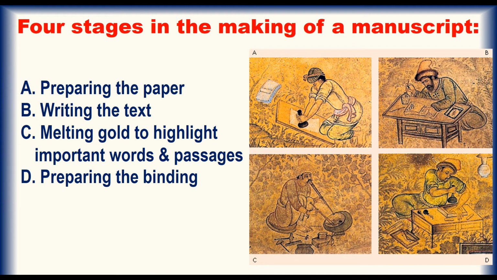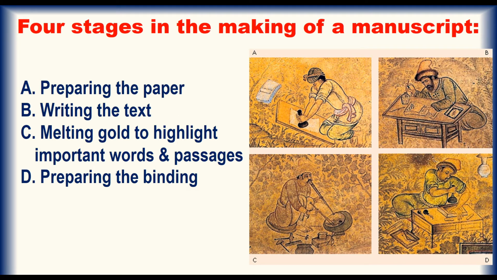How did they make these manuscripts? There are 4 stages in the making of a manuscript: preparing the paper, writing the text, melting gold to highlight important words and passages, and preparing the binding.